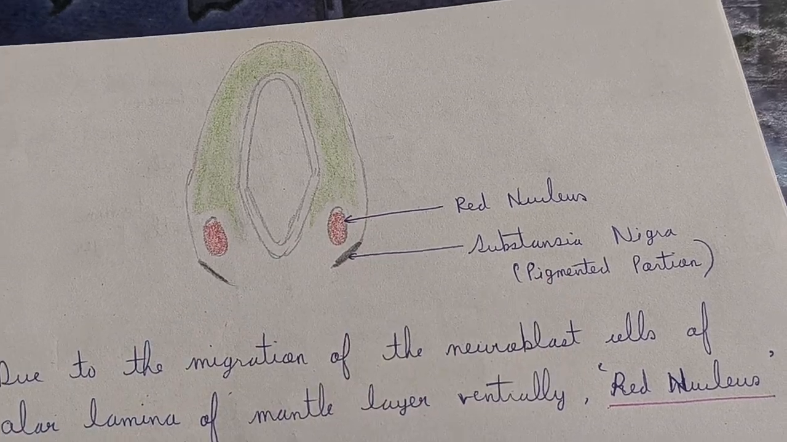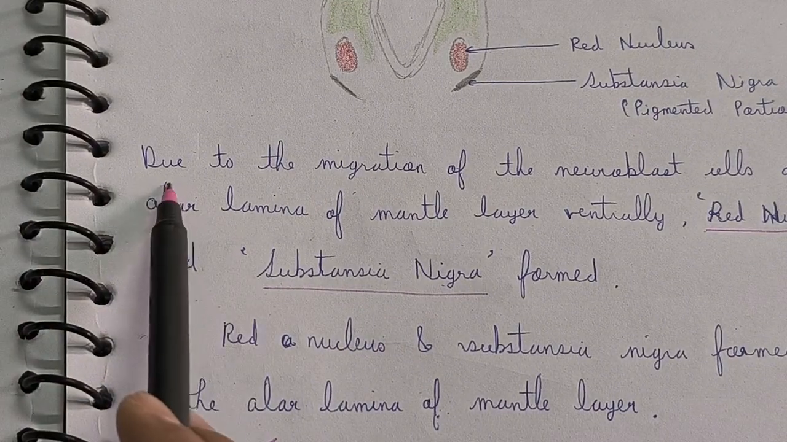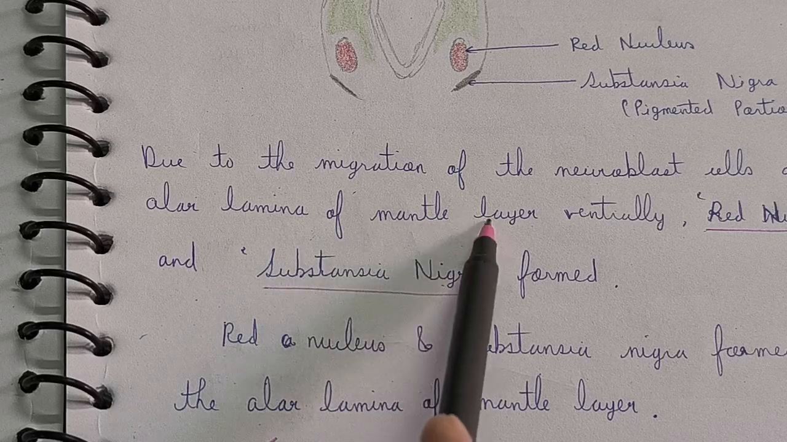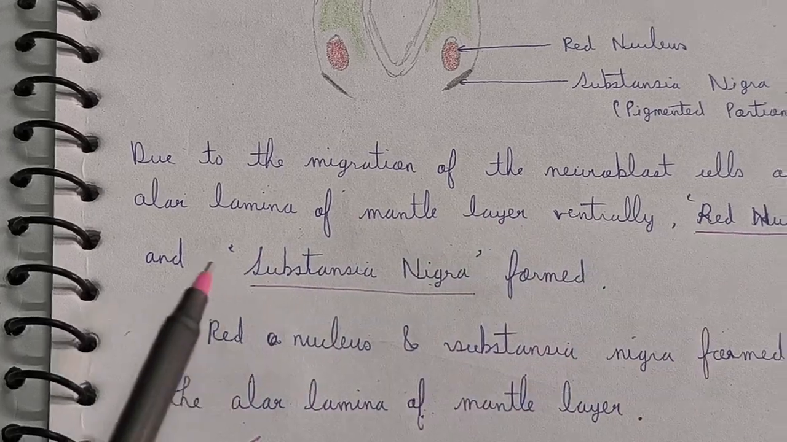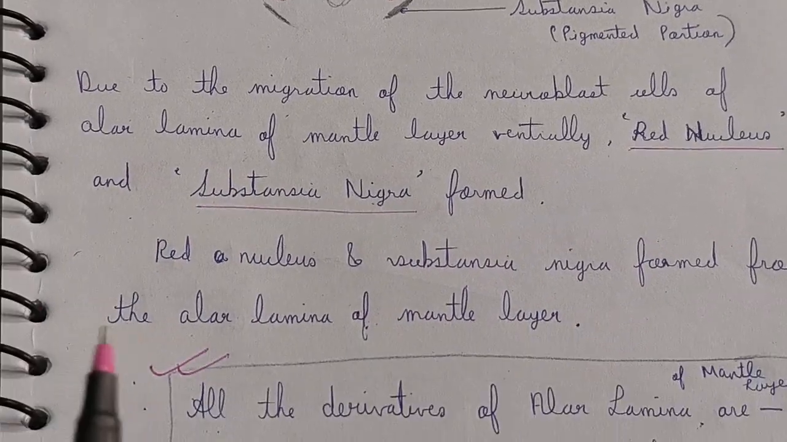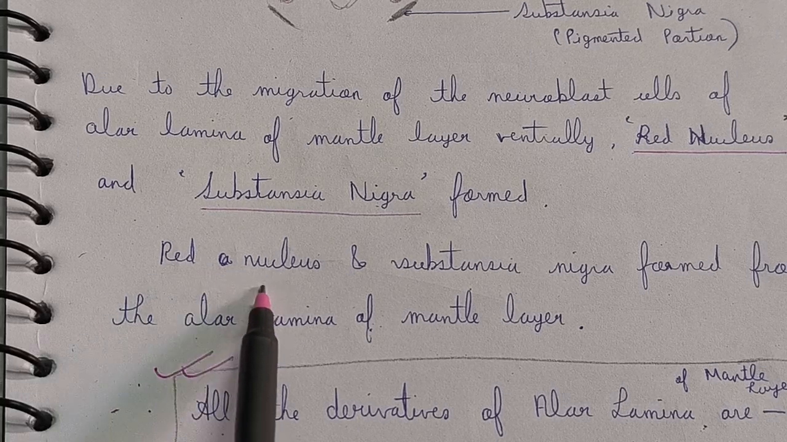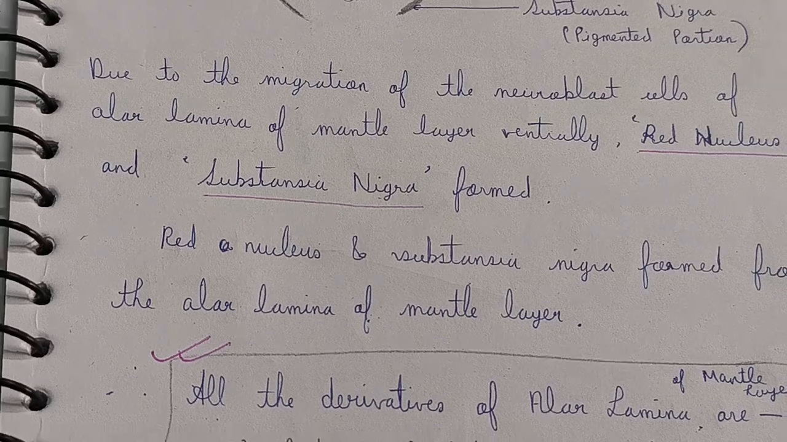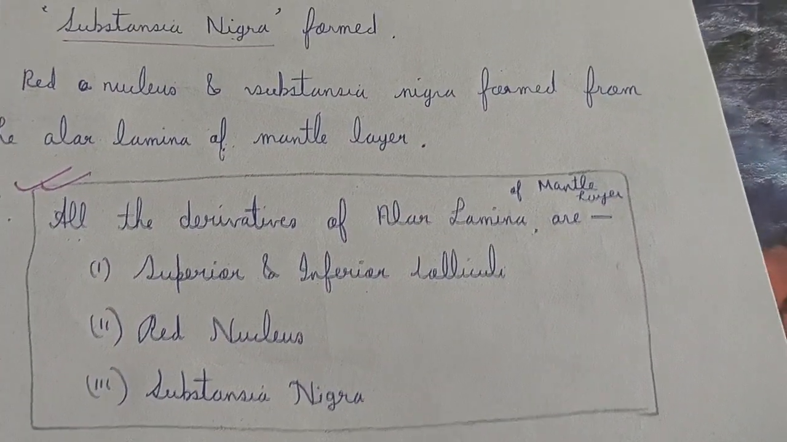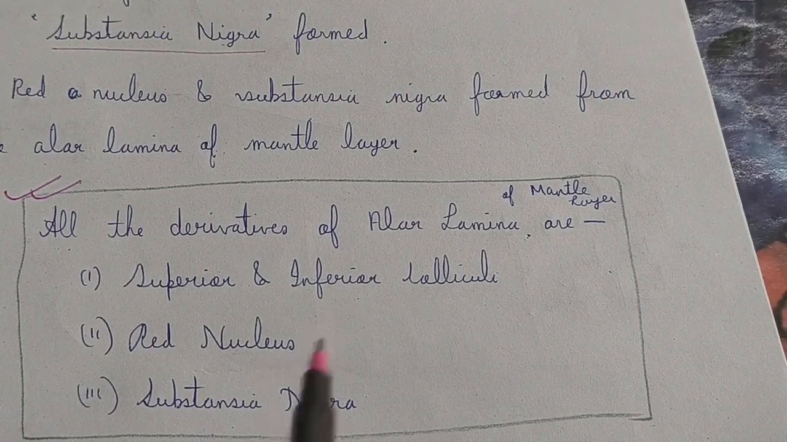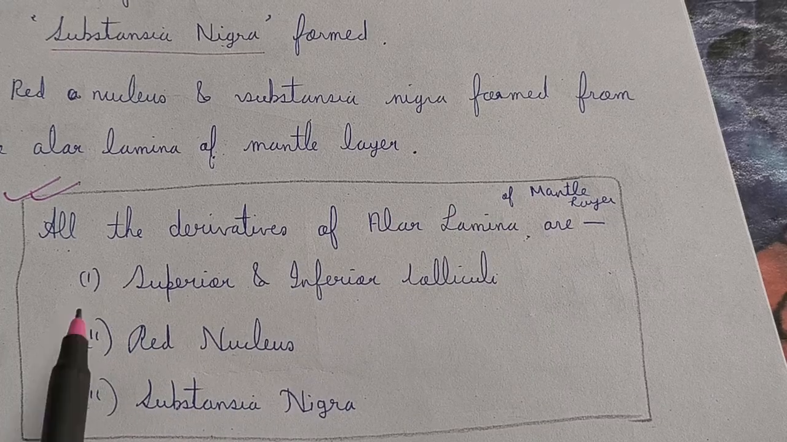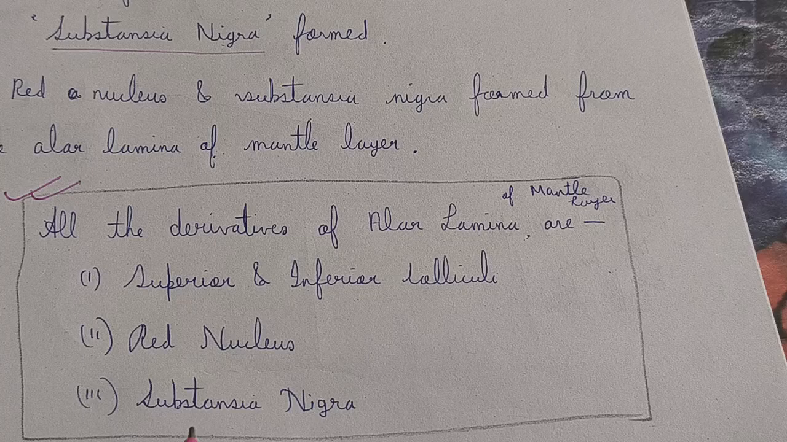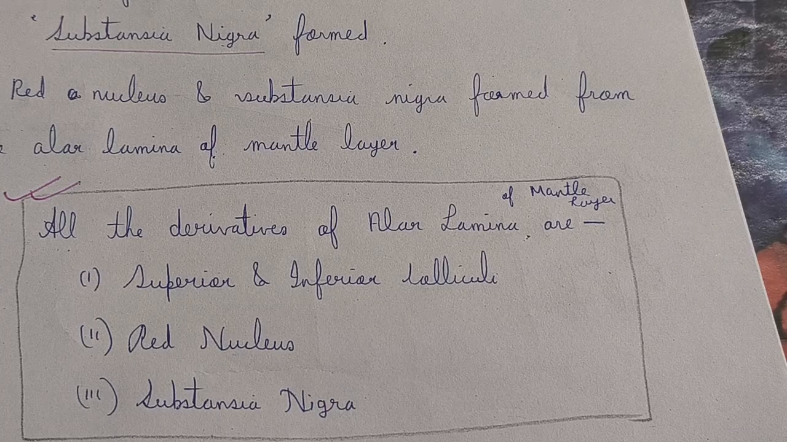So I have written that due to the migration of the neuroblast cells of the alar lamina of the mantle layer ventrally, the red nucleus and substantia nigra form, and both of them form from the alar lamina of the mantle layer. And this is the final portion where I want to show all the derivatives of the alar lamina of the mantle layer: first the superior and inferior colliculi, then the red nucleus and substantia nigra.